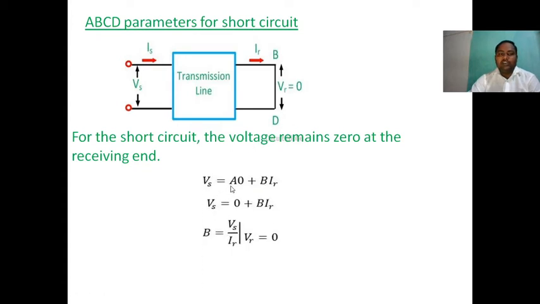So Vs is equal to AVR plus BIR. Substitute VR equal to 0. What happens? Vs becomes BIR, so B is equal to Vs by IR when VR is equal to 0. How can you define the constant B? Constant B is the ratio of sending end voltage to receiving end current whenever VR is equal to 0. What the units of constant B are is very important. V by I, definitely the units is ohms.